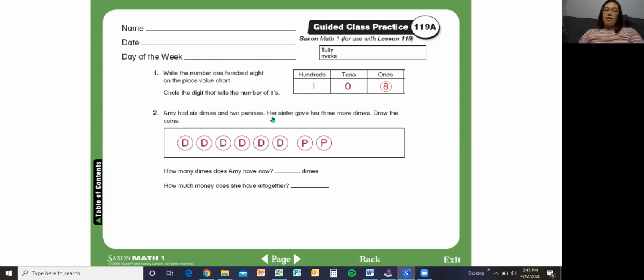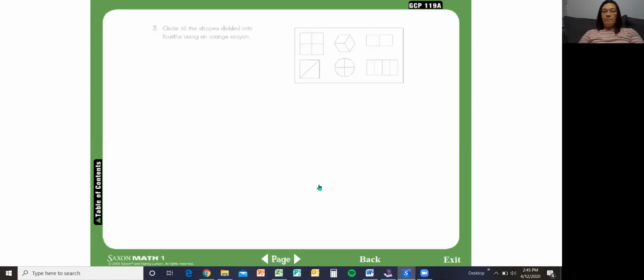Okay, the rest of the story says, her sister gave her 3 more dimes. So over here, we're going to put 3 more. Draw the coins. We're not going to write a number sentence here, but we are going to count up how many dimes and how many pennies. How many dimes does Amy have now? So just count the dimes. 1, 2, 3, 4, 5, 6. Skip these. 7, 8, 9. She has 9 dimes. How much money does she have altogether? Well, what is 9 dimes and 2 pennies? 92 cents. Don't forget your cent sign.